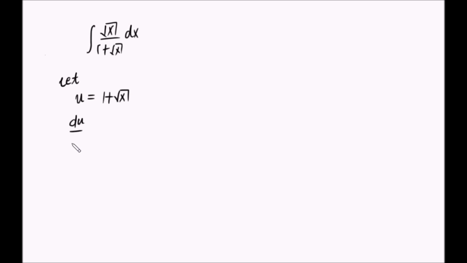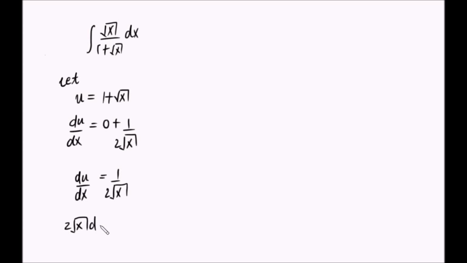So du/dx is just going to be equal to, if I differentiate 1, I get 0. If I differentiate the square root of x, I get 1 over 2 the square root of x. So du/dx is just 1 over 2 the square root of x. So this means 2 the square root of x times du is the same as dx.